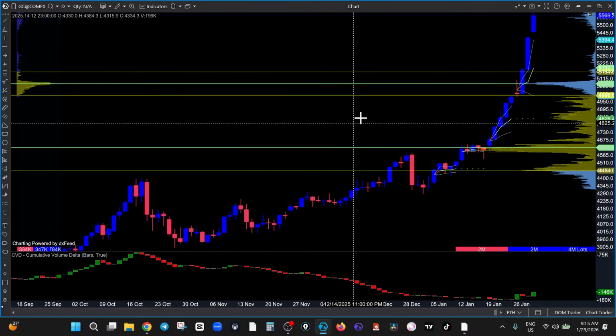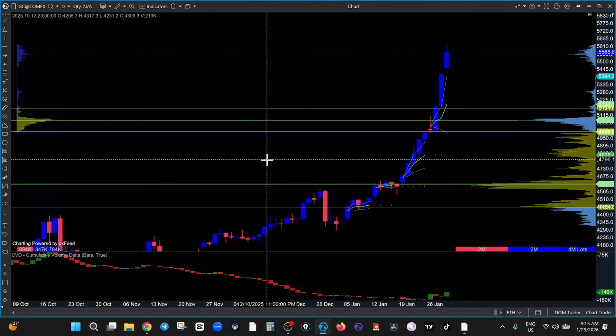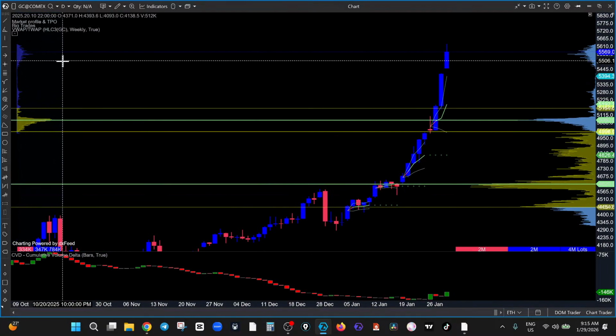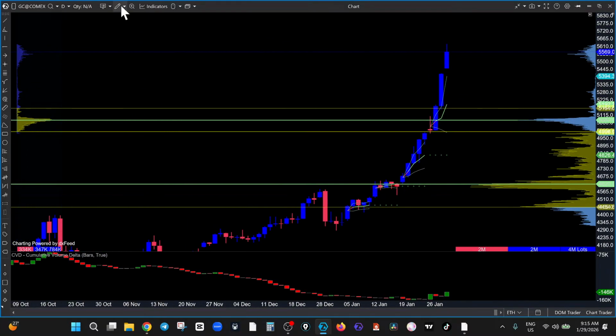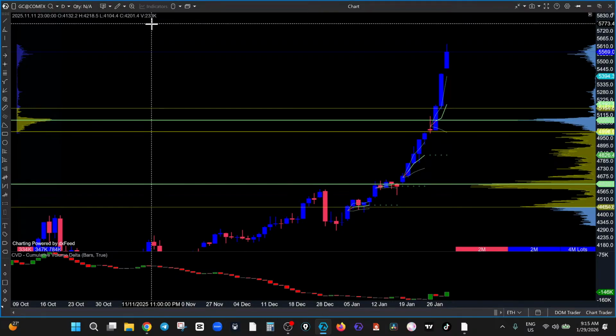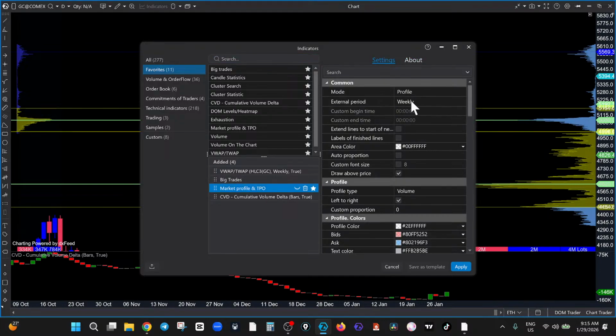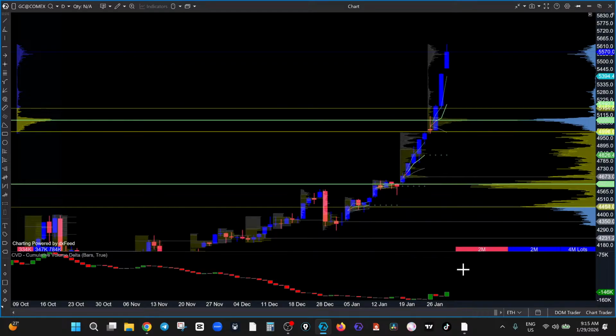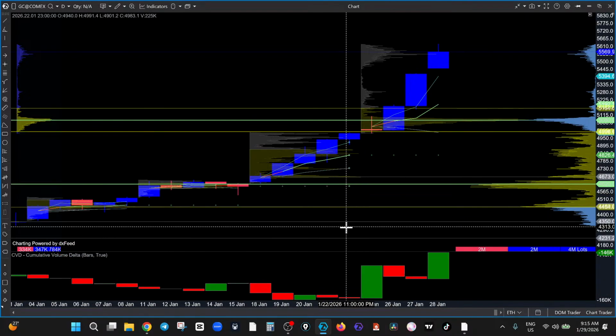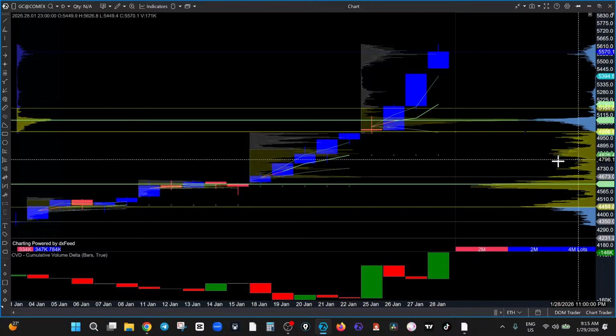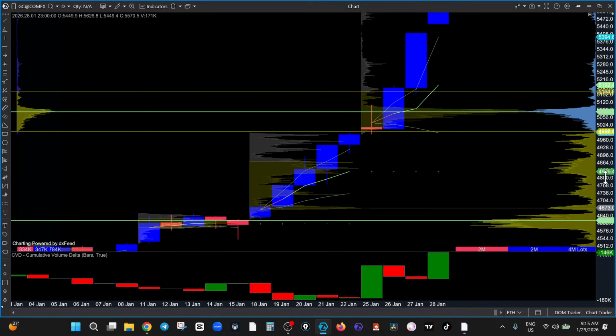So to do this, let me take off this. So let it be there. I'll come to the indicator here. On market profile, if I click it, it's on weekly, so I will make it visible. The reason for this is I want to gauge direction.